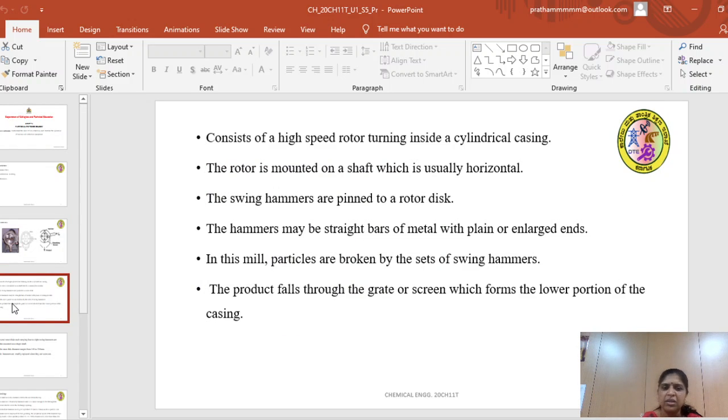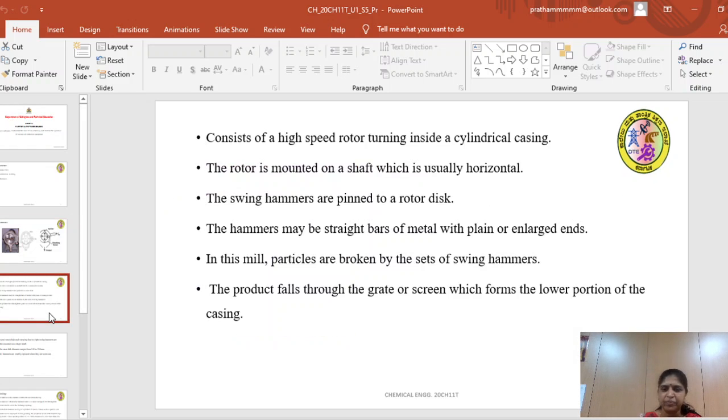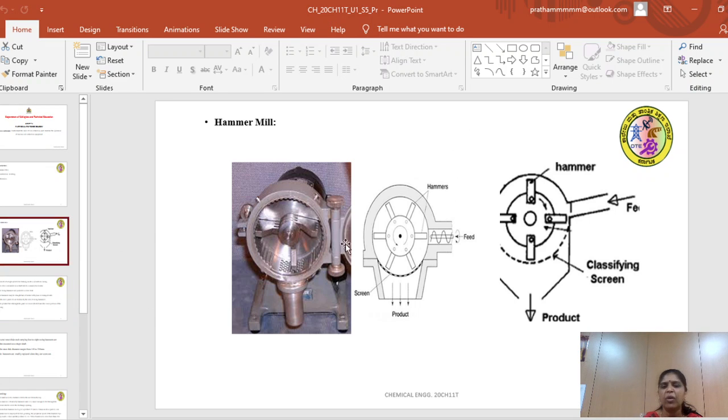So the product, as I said, the feed will be admitted from the top of the hammer mill or from the side of the hammer mill, and the product is collected after the screening of the reduced particles. The rotation causes the particles to reduce in size. The reduced particles will pass through the screen, and the product is taken out.